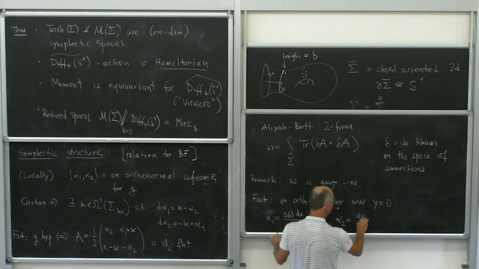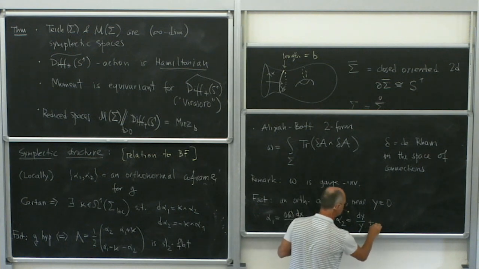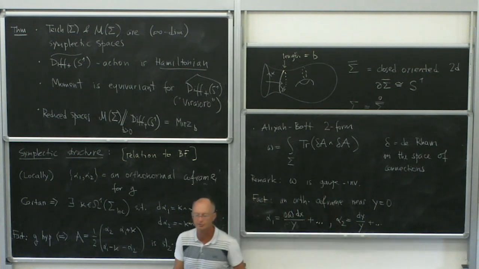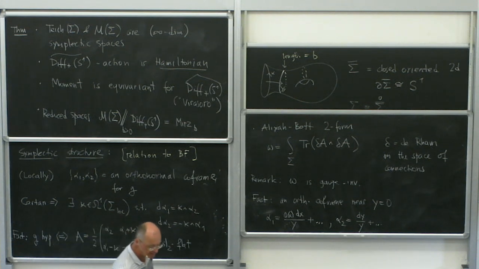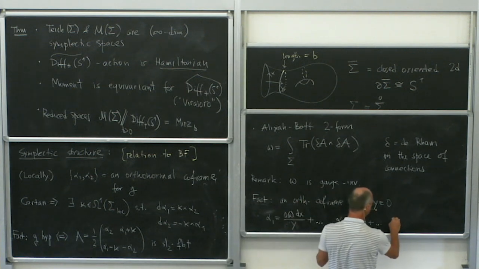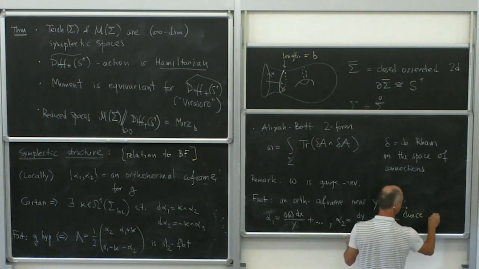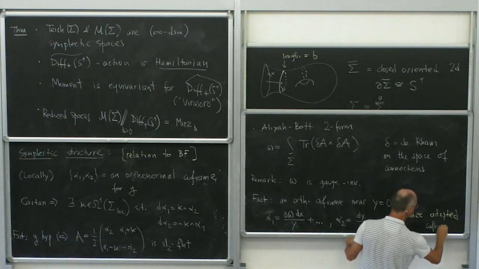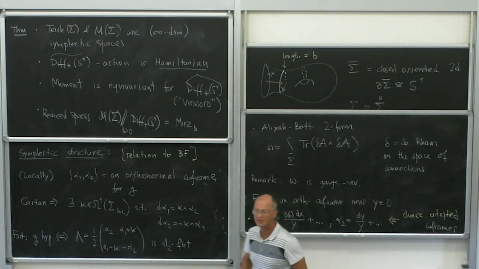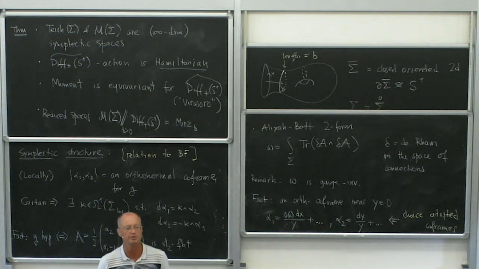If the metric is hyperbolic, then for alpha 2, at least, I can make a choice that alpha 2 always starts with dy over y. So here I made a choice of so-called adapted coframes. So this means basically that one of the basis vectors at the boundary is parallel to the boundary. So that turns out to be convenient.